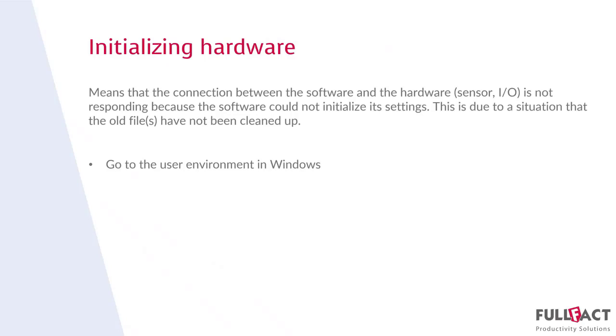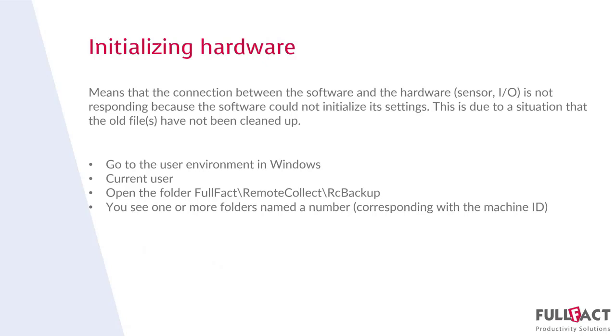Once again, to go to the user environment within your Windows, go to the current user, open the folder fullfact, remote collect RC backup, and you see one or more folders with a number. The number that you see corresponds with the number of the machine ID. So the machine that you are looking at for this folder could be 38 in your machine ID table. So the folder will be named 38. Open the folder and delete the bin file that is present.